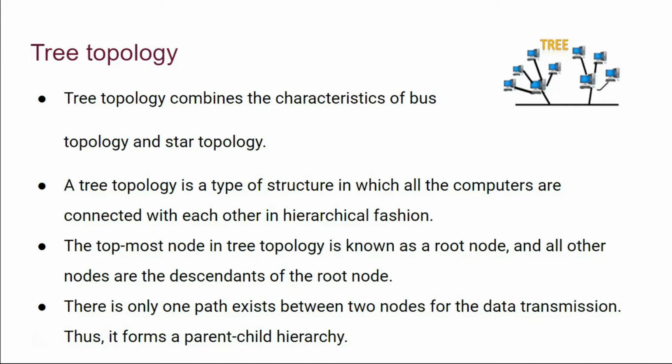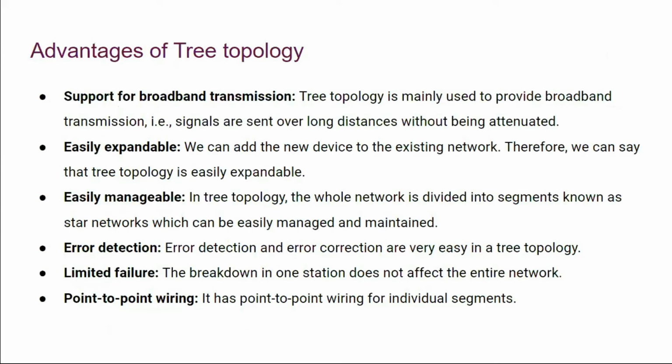If you see the ring topology, it's unidirectional. If you go with star topology, it is a centralized hub. Here we have two parts, and with those two parts only you can work. So it is called a parent-child hierarchy or parent-child relationship. So what is the advantage? If you want to go for broadband transmission, it is the best choice.